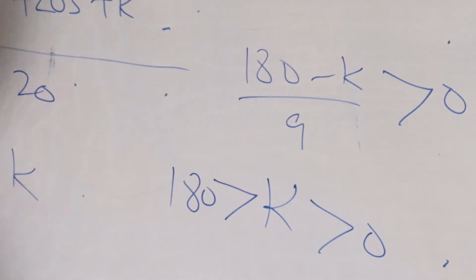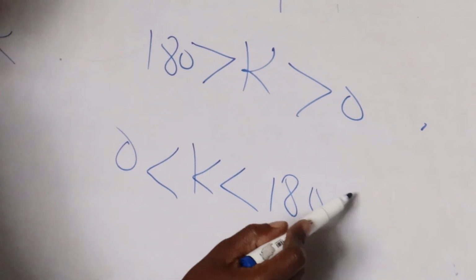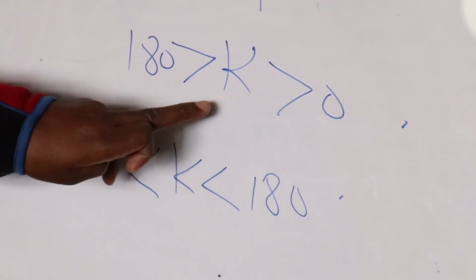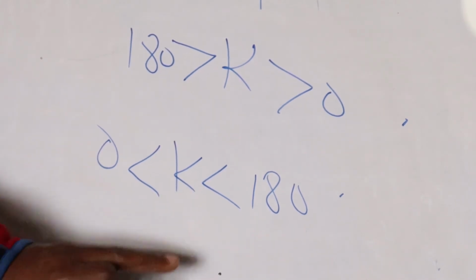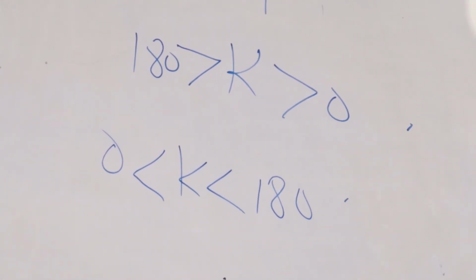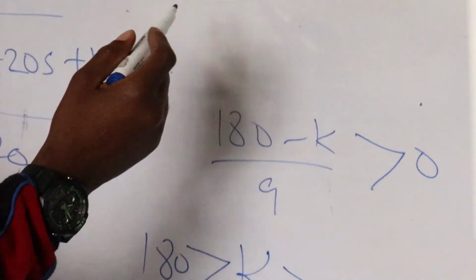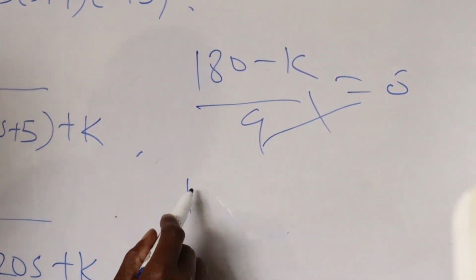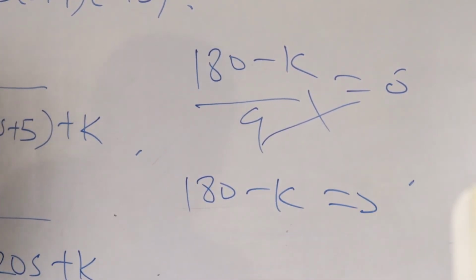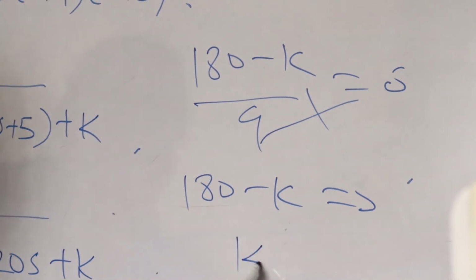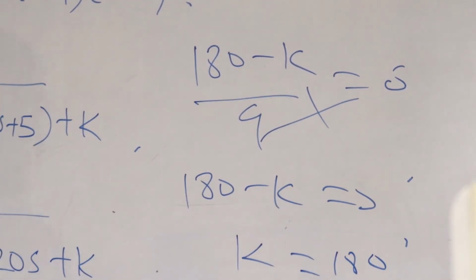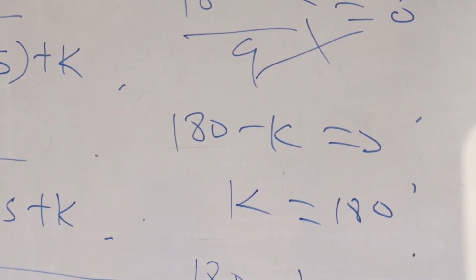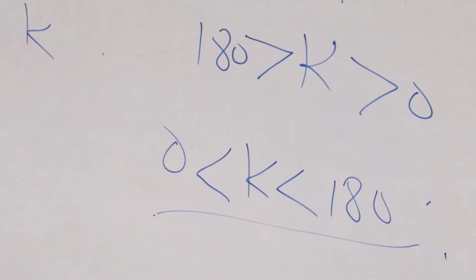So you want us to say k should be greater than 180? It doesn't matter. What matters is the directions of this. Because what we've done here, you can just solve it normally. 180 minus k all over 9 is equal to 0. Then cross multiply: 180 minus k is equal to 0. Then k is equal to 180. So that is where we are getting that. That is the range value of k, and that one you have concluded.